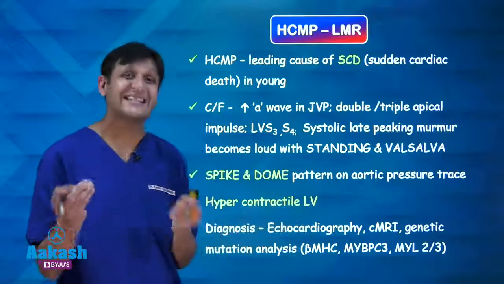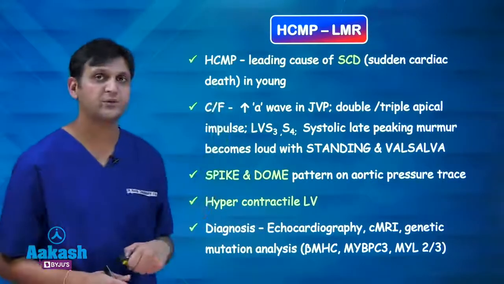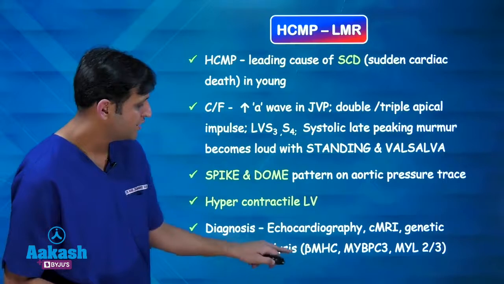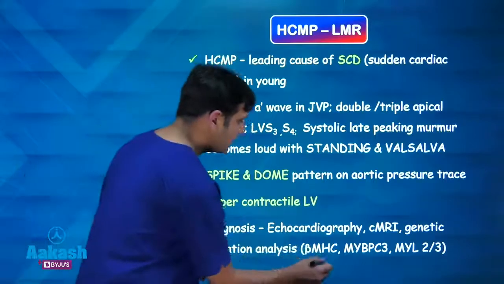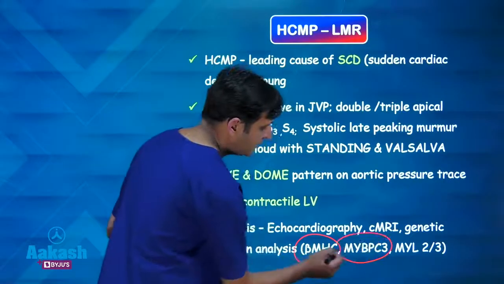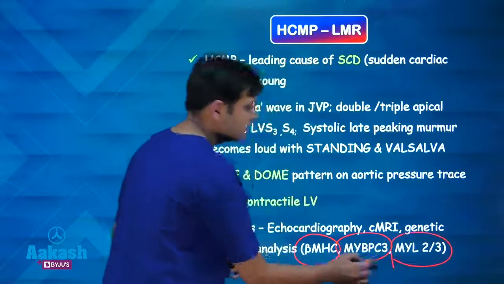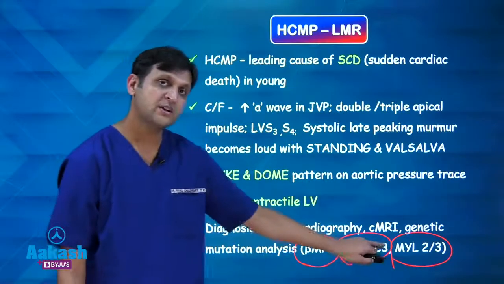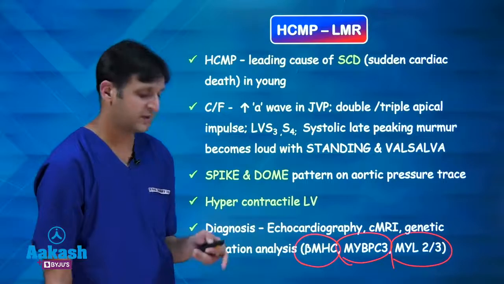And the most common genetic mutations responsible for hypertrophic cardiomyopathy are mutations in the beta myosin heavy chain, the myosin binding protein C3, and the myosin light chain. So these are the three most common genetic mutations responsible for hypertrophic cardiomyopathy.